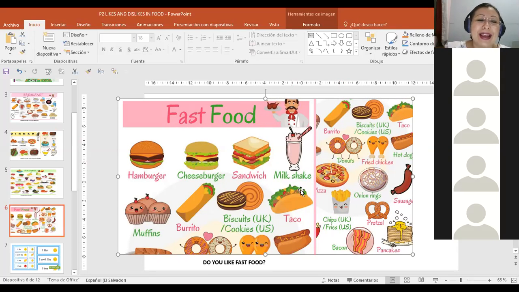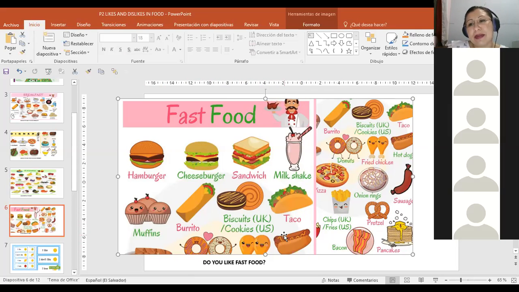Okay, let's repeat. Hamburger. Cheeseburger. Sandwich. Milkshake. Muffins. Burrito. Donuts. Ahí están las donuts. Biscuits. In UK, se dice biscuits. And in the US English, you say cookies, in the American English. Cookies. Okay.